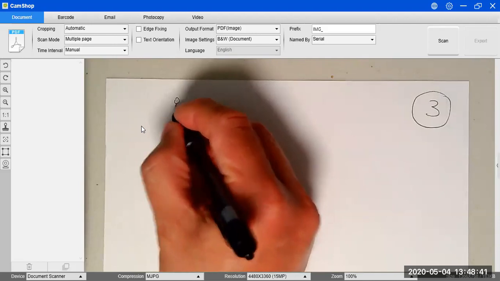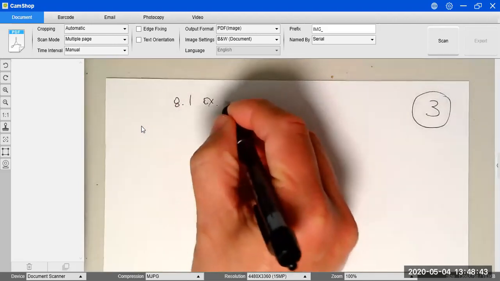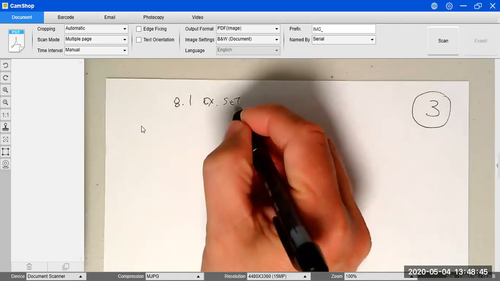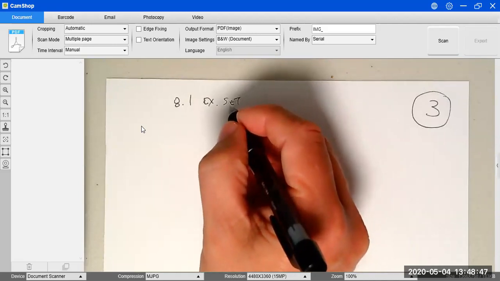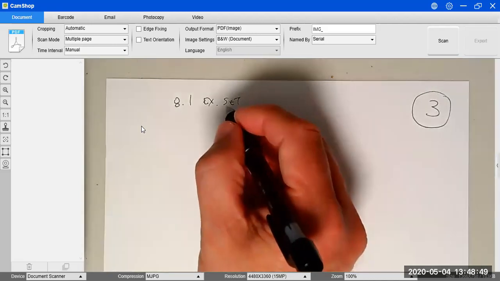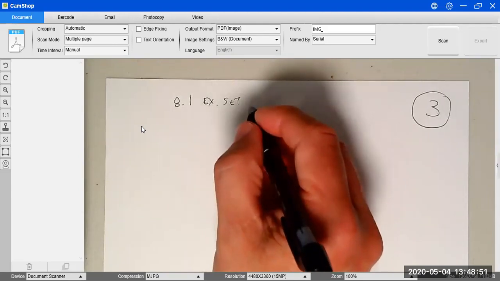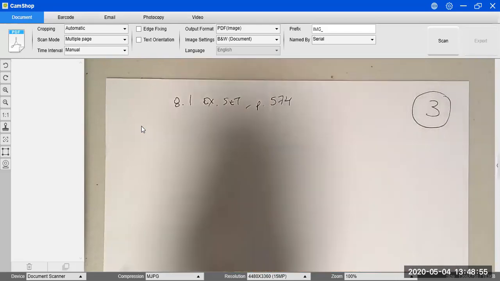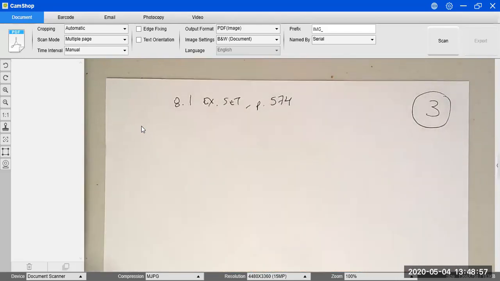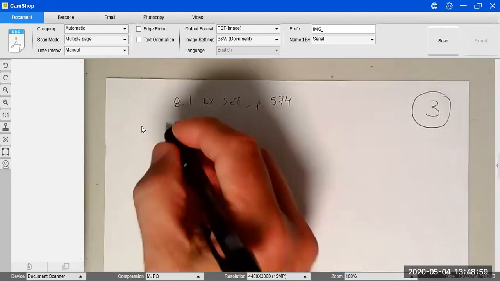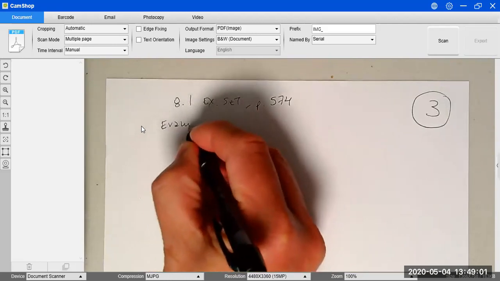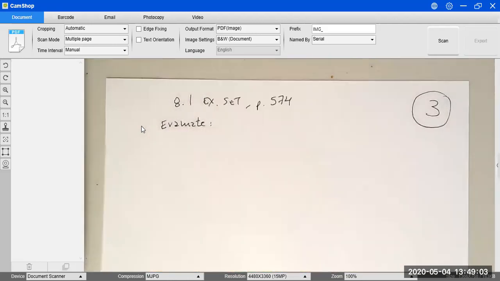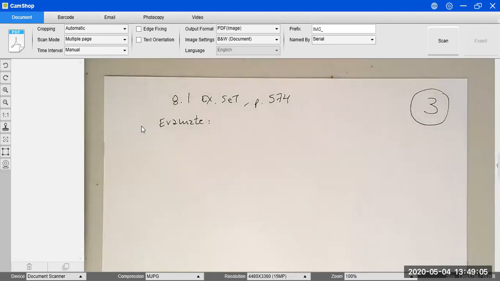So we're going to work now on the 8.1 exercise set. And this exercise set is on page 574. So you're going to evaluate the following expressions. We have a lot of expressions that you're going to work on.